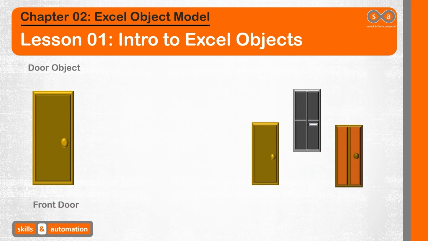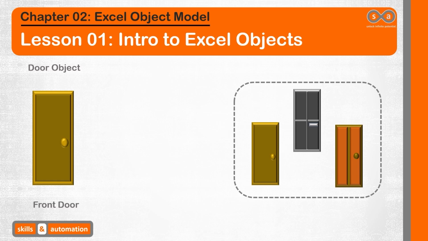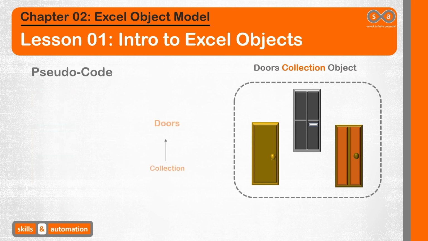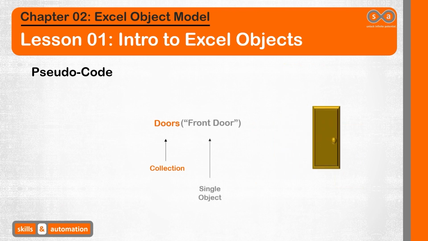Since there are many doors in our house, we can group them together as a collection object. The doors collection is a container for all the door objects in the house, and the doors collection is an object itself. Let's write some pseudocode to refer specifically to the front door. Out of all the doors in the house, or rather within the doors collection, we want to refer to the front door. We can refer to the door object by its name placed within double quotes.